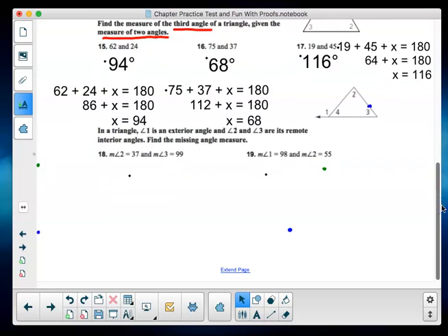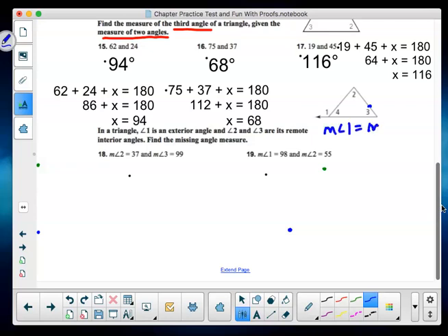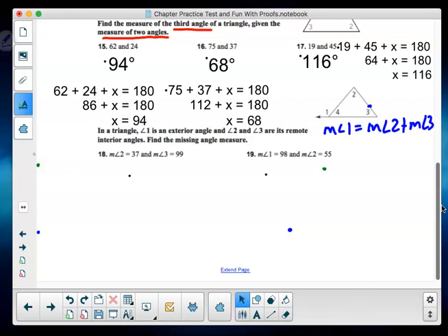Now my next one is exterior angle theorem. Remember, the exterior angle, the measure of angle 1, is equal to the measure of angle 2 plus the measure of angle 3. And I'm totally using that to get this done. So I've got that going. Those are my answers. I got that going on here.